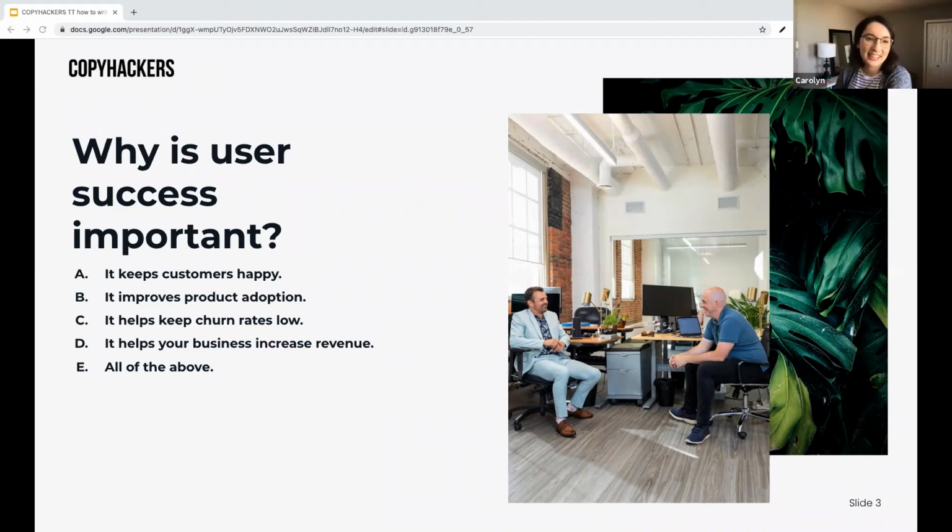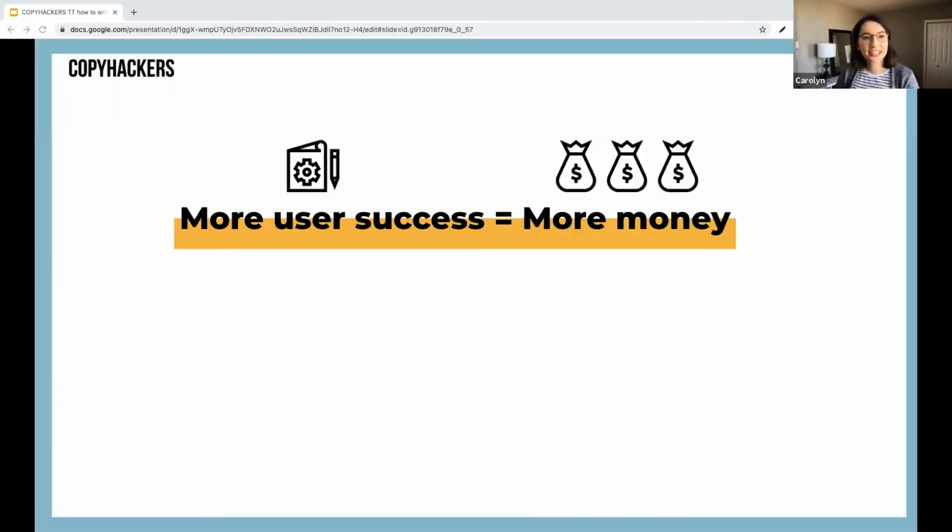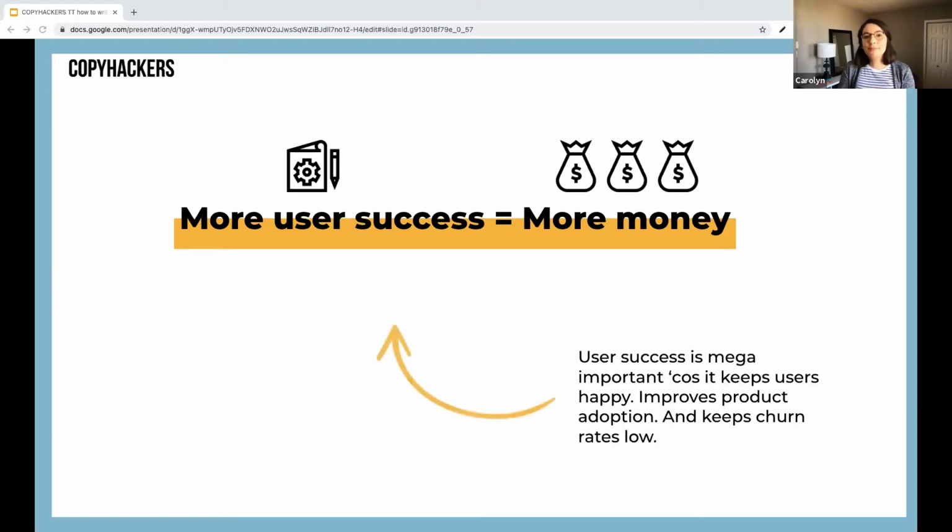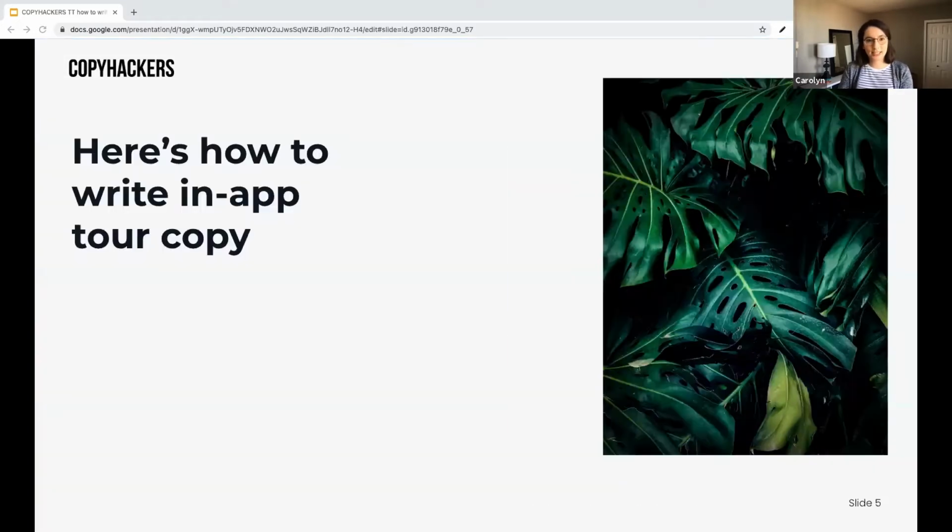So let's move ahead then. Yes, E, more user success at a very high level equals more money. User success is mega important because it keeps users happy, which can improve product adoption and keeps churn rates low, which can increase retention, all of which can help your business increase revenue. So user success is mega important.